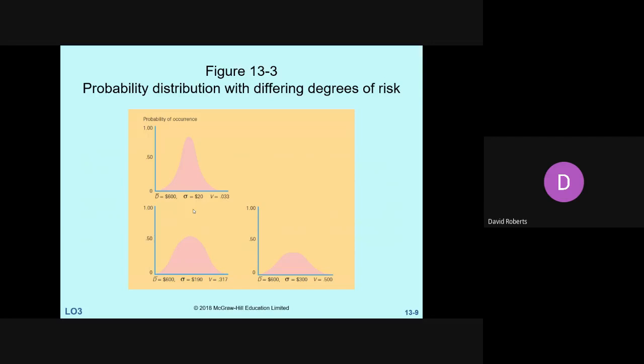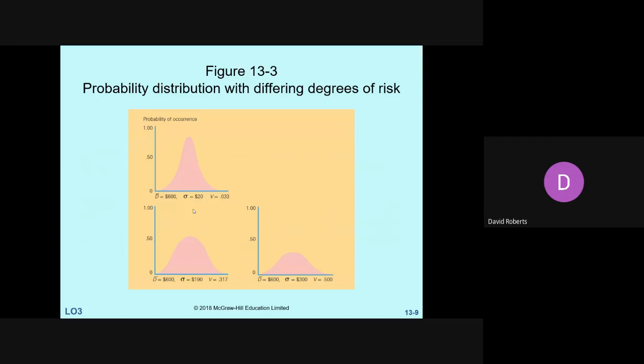The numerator is risk, which is measured by standard deviation. The denominator is return, which is D-bar. In all three cases, D-bar stays the same. You're going to get an average return of $600. Would you rather have 20 units of risk, 190 units of risk, or 300 units of risk? You want the lowest risk relative to the same return.